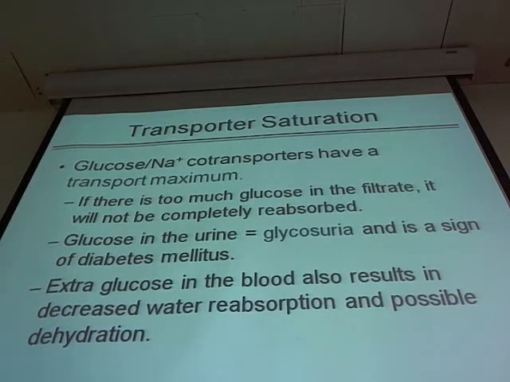Transport saturation: at some point, you can't absorb all the glucose. Usually that's above about 140 milligrams per deciliter. And it goes through it, and after that it's going through the descending and ascending loop of Henle and out. That's glycosuria. If the blood sugar is so high that it can't reabsorb it, if so much glucose is going into the filtrate, it's going out in the urine. That's what you see in diabetics.